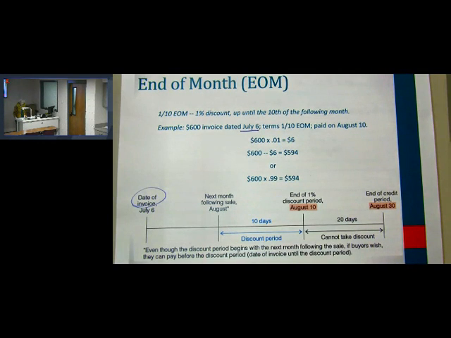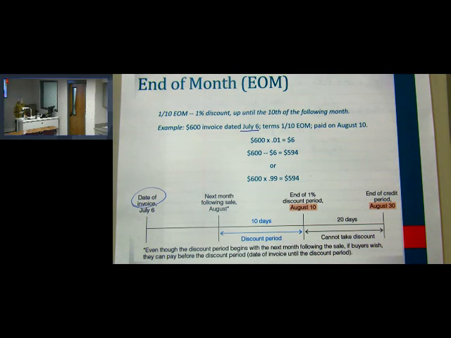complements. So again, EOMs. On EOMs, the discount period will always end on the 10th of the month. Now the question is, which month? If the invoice is dated on or before the 25th, it's going to be the next month. So for example, this is March.